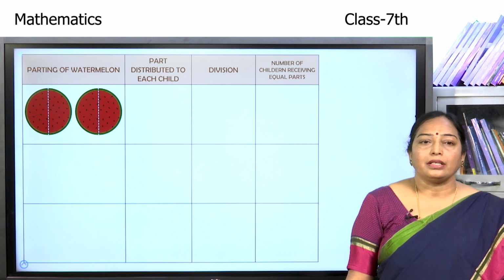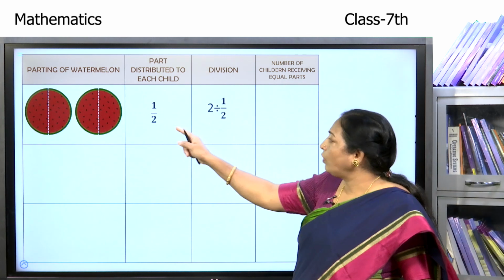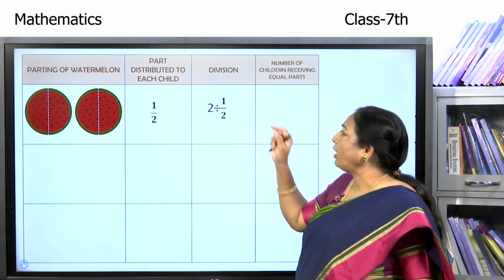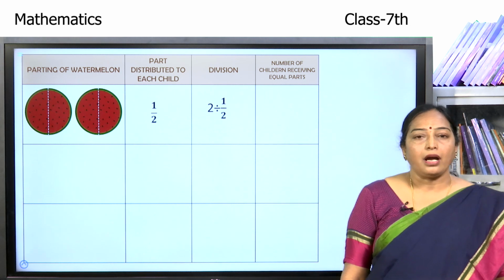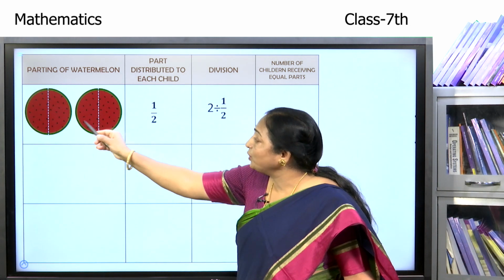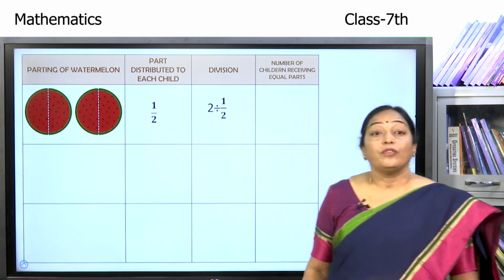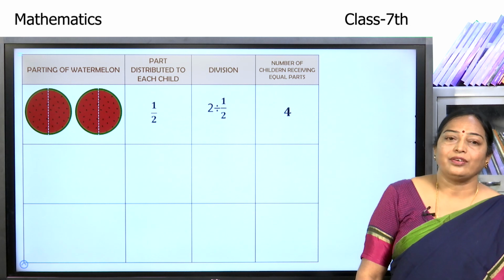If 2 watermelons are divided in halves, so that each child gets a half part, that is 2 divided by half. The whole 2 watermelons divided by half, how many children will get half parts equally? 1, 2, 3, 4. 4 children will get half parts equally.